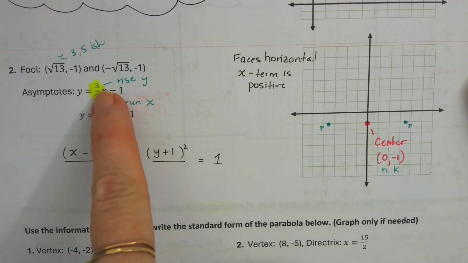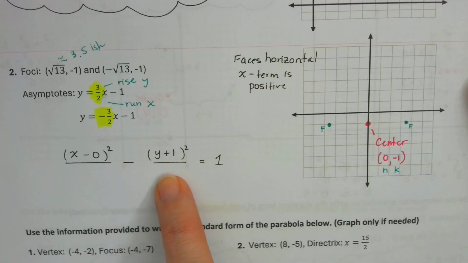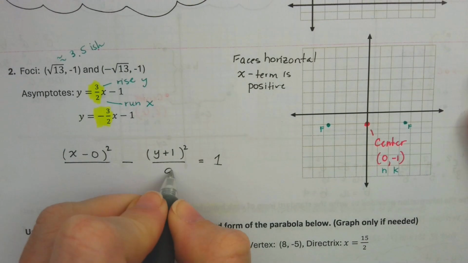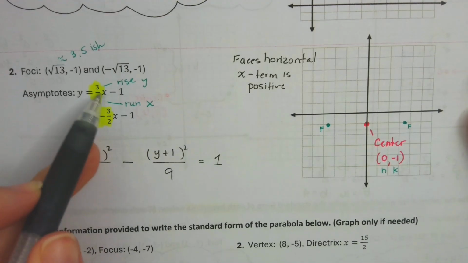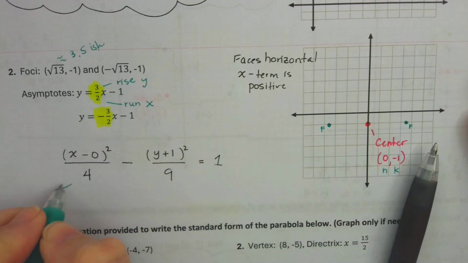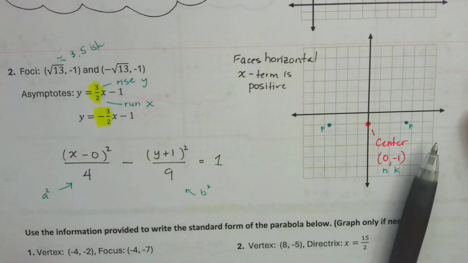Okay, starting with the rise, it was a 3. So underneath the Y variable, what are we going to write? 9. And then underneath the X variable, we're going to write 4. That's our A squared, that's our B squared.